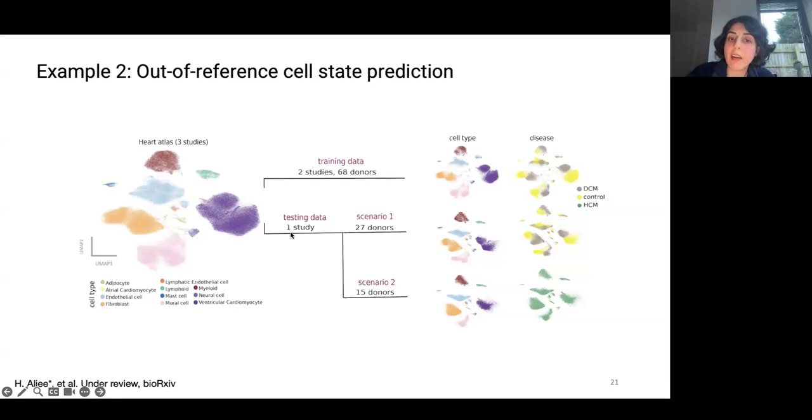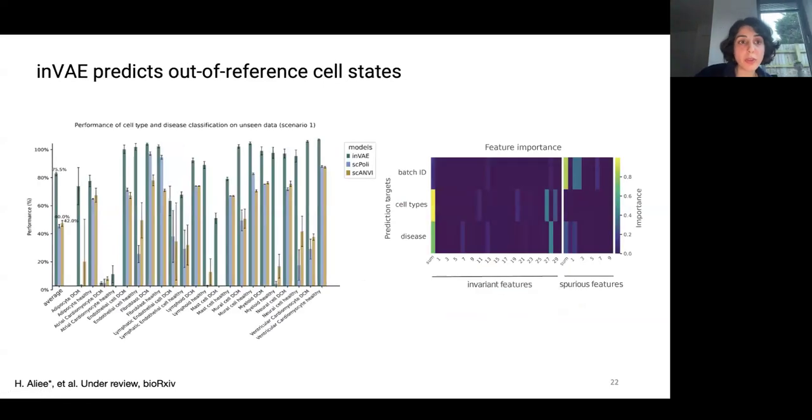And for the testing data, we had 2 scenarios. In one of the scenarios, the disease was very similar to the training data, but these are different donors and even a different study. So there is batch effect, and also there are variations between donors. So it's actually a complicated prediction. But in the second scenario, which is even more complicated, we have introduced a new disease to the model. This HCM has been unseen during training. So let's see how the results look.